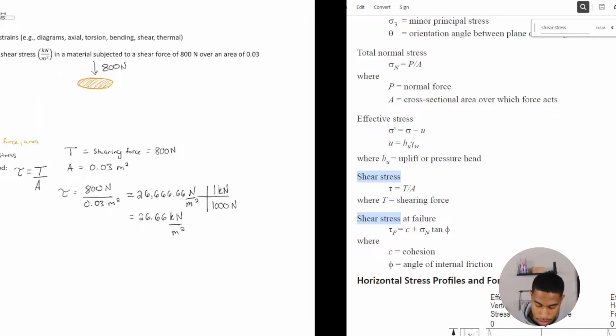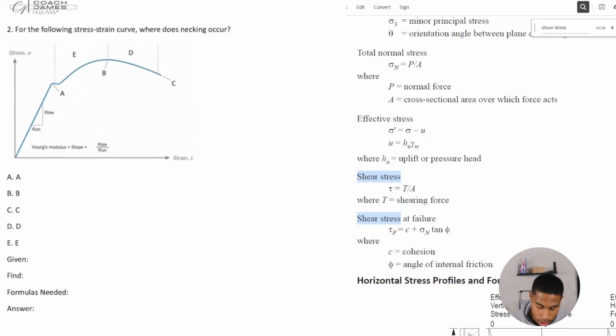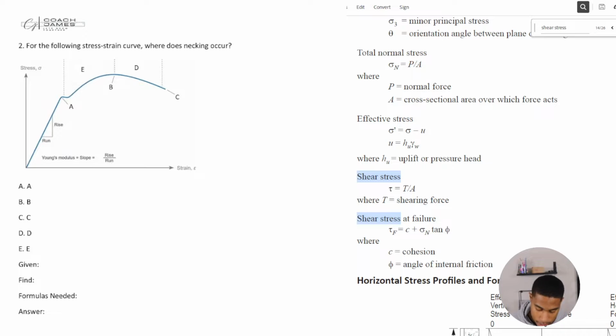All right, let's look at number 2. It says for the following stress strain curve, where does necking occur? We have this famous diagram, with A through other points calling out something along this stress and strain curve. But we're trying to find where necking occurs.